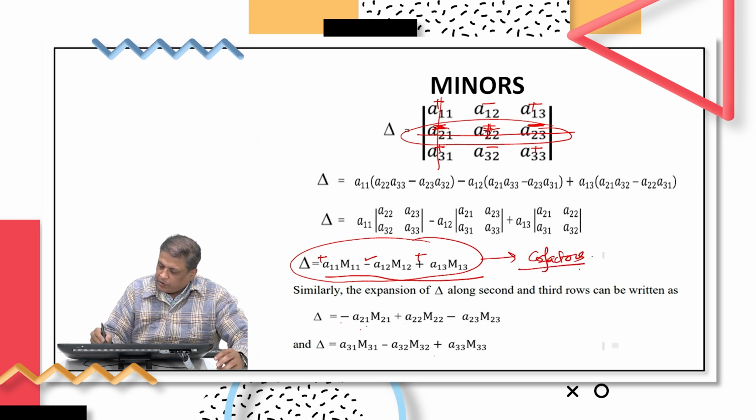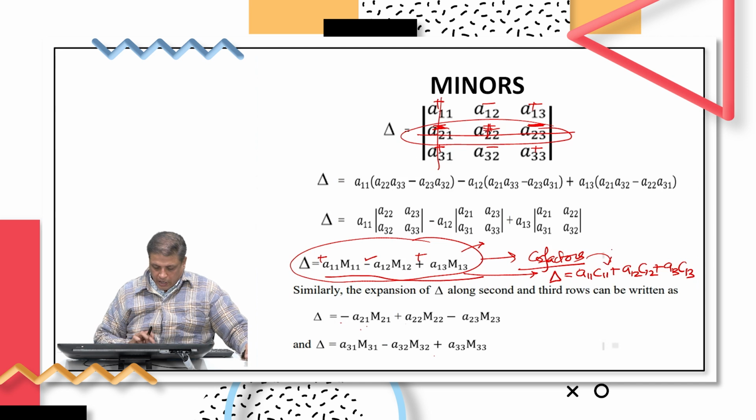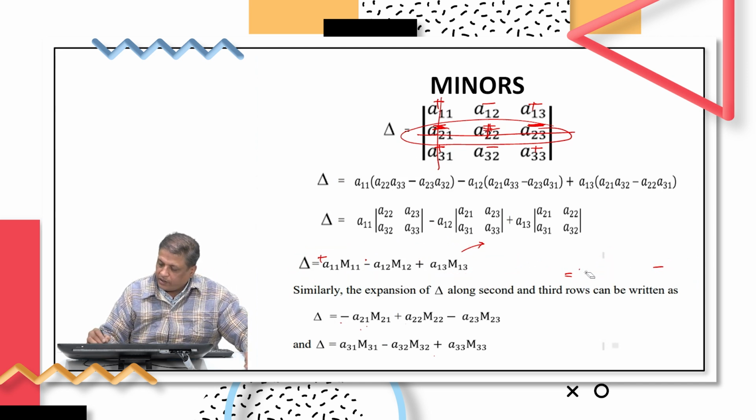And we got an expression. This expression is delta equal to A11 C11 plus A12 C12 plus A13 C13. So both are equal, both are the same. Over here we are talking about minors, over here we are talking about cofactors. I hope you understand the relevance of minors and cofactors when we are evaluating the determinants.